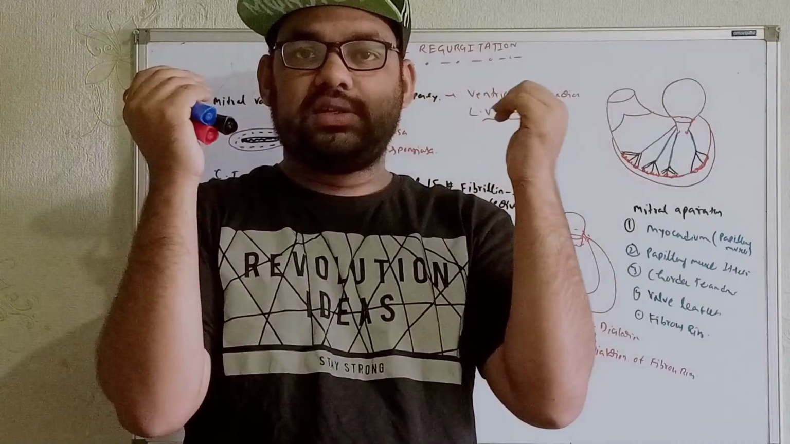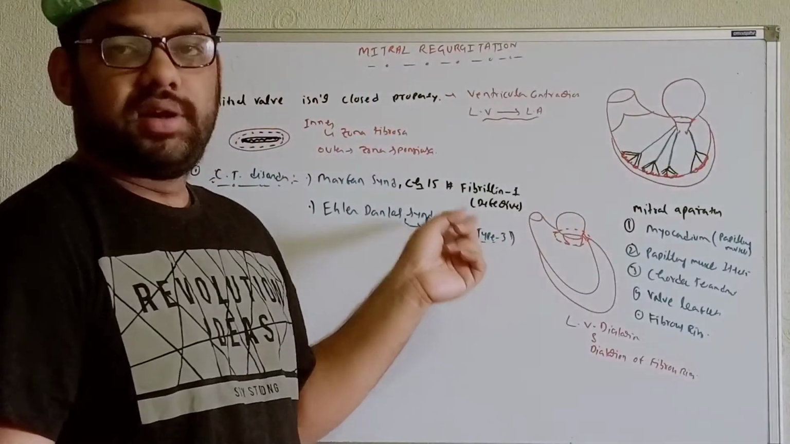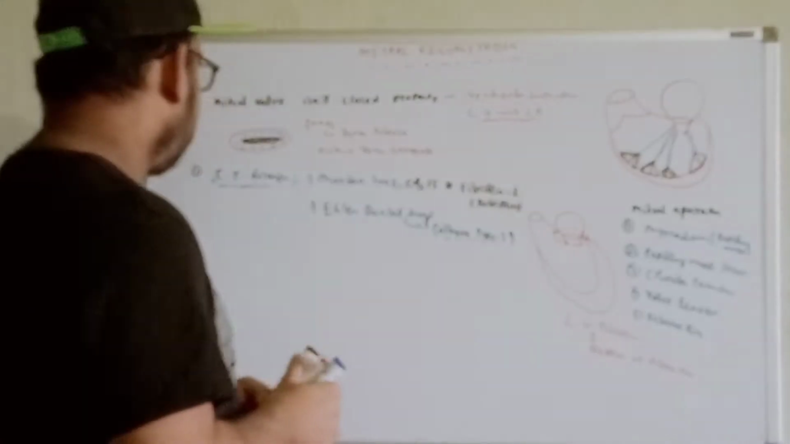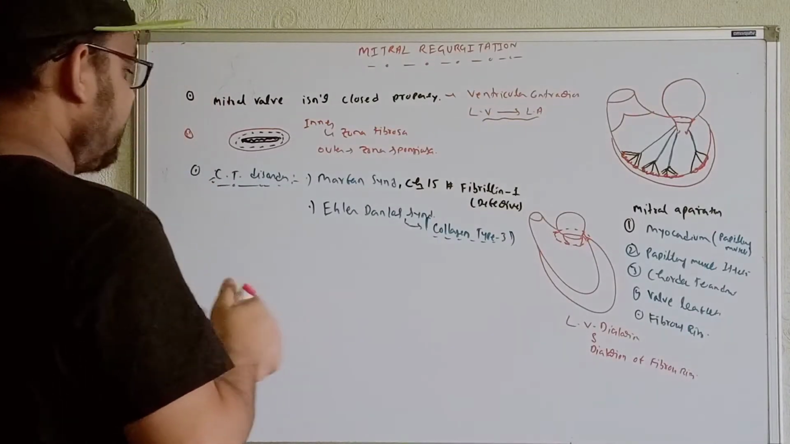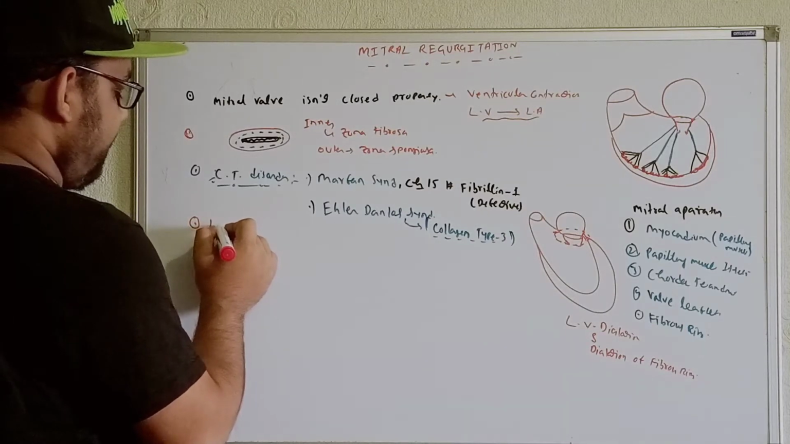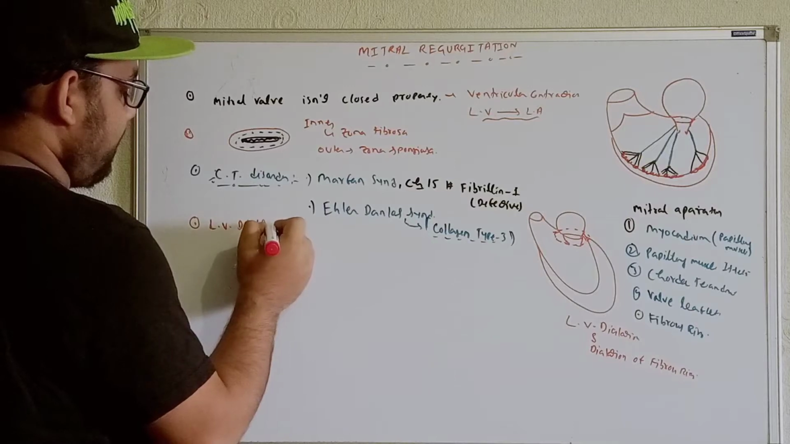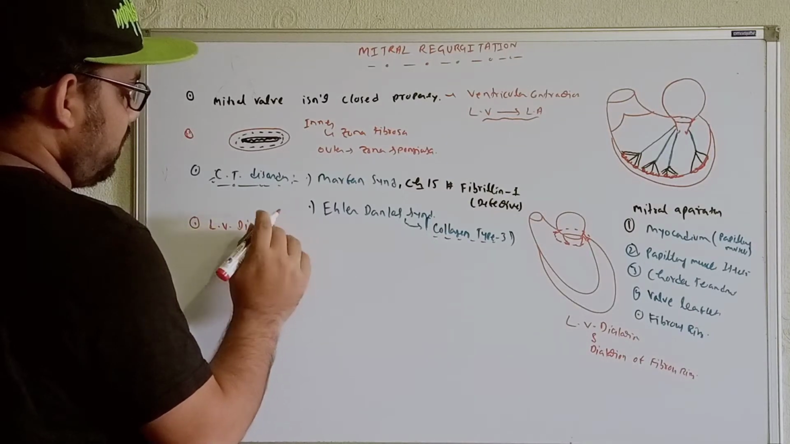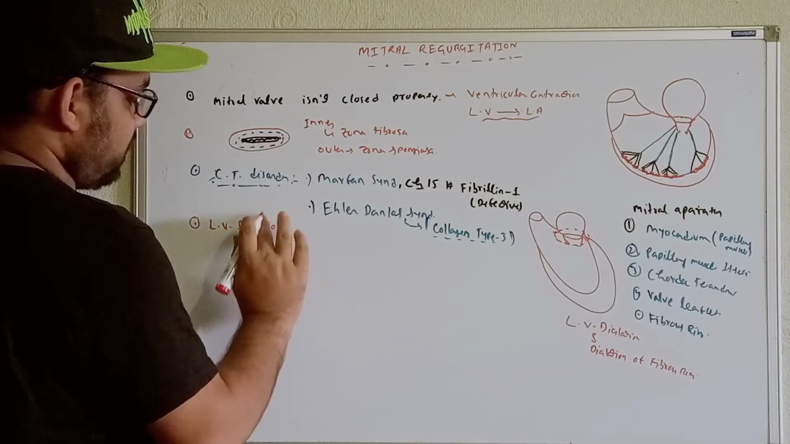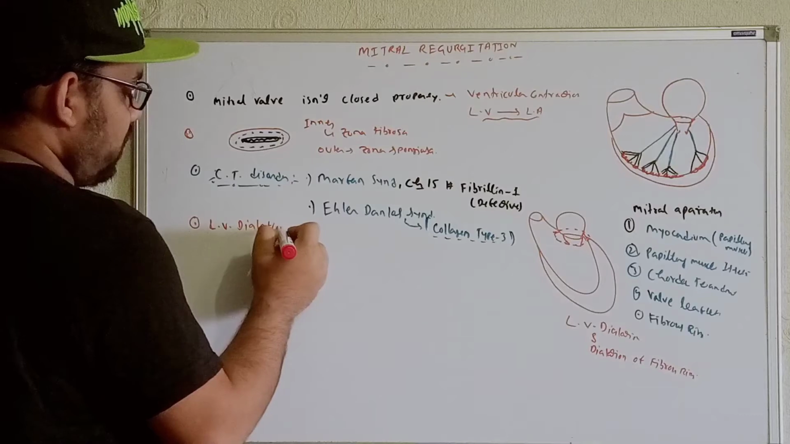Instead of meeting with each other, they will go upward, and that will lead to the formation of mitral regurgitation. Okay, so another reason we can write it over here: left ventricular dilation. Okay, this is the thing.